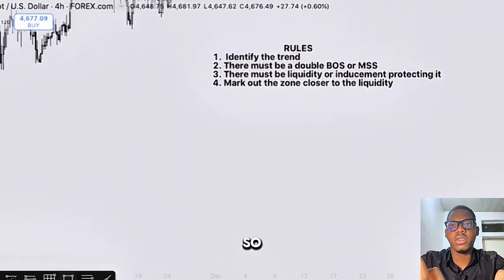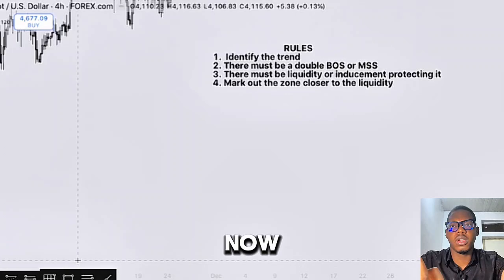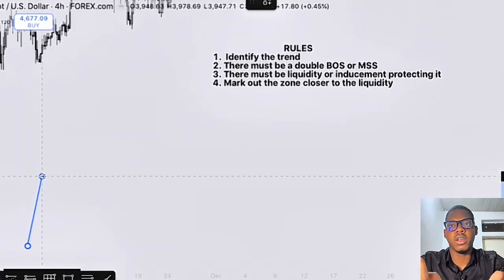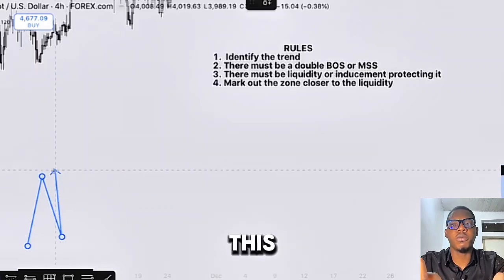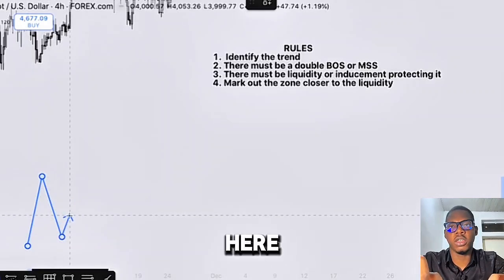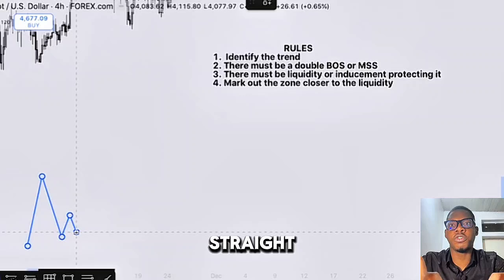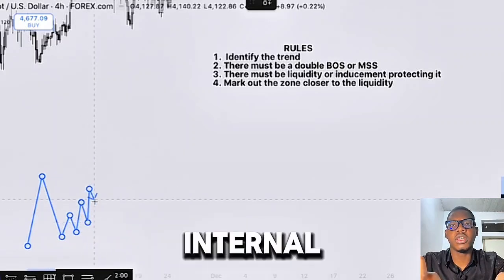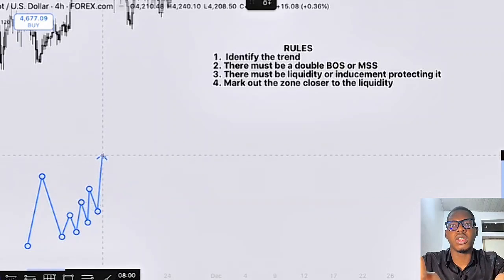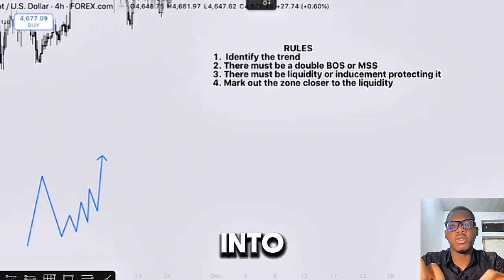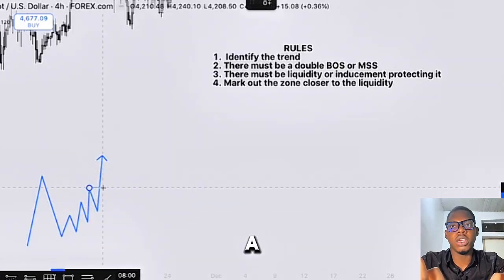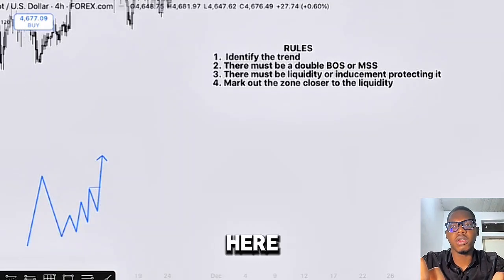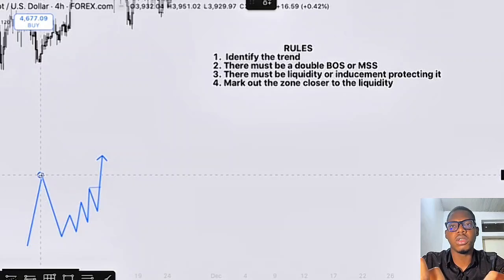Okay? So now let's look at the bullish market right here. In order for price to come and form this break of structure, there are internal structures here. Price doesn't really just move straight like that and form a break of structure. Can you see? There are internal structures right here. So price came into this level right here and formed what? A break of structure.